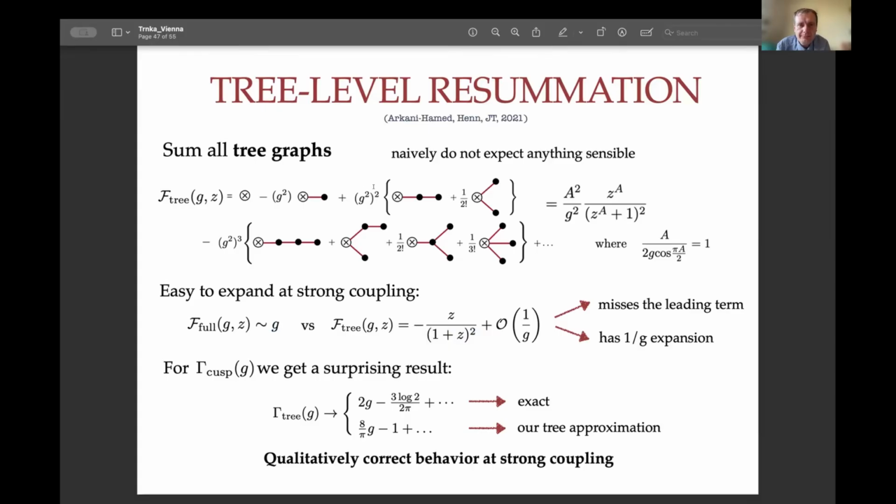However, if you look at the gamma cusp contribution, so how these objects contribute to the gamma cusp of the amplitude, not just the F function directly, they also, at strong coupling, do scale like G. So the full result, because we know the full result from the BES equation from integrability, at strong coupling is 2G plus some corrections. And here the contribution of these trees is 8 over pi G plus some corrections. So a different number, but the same order.